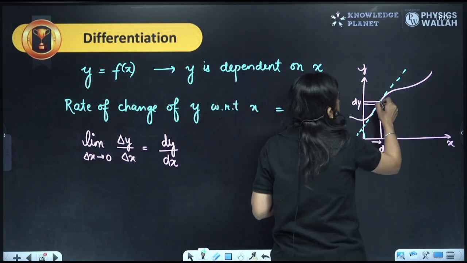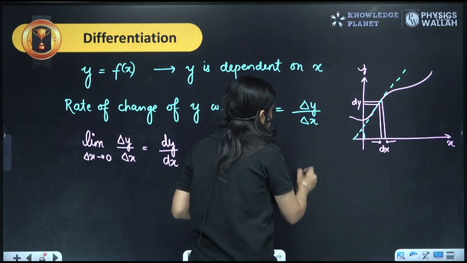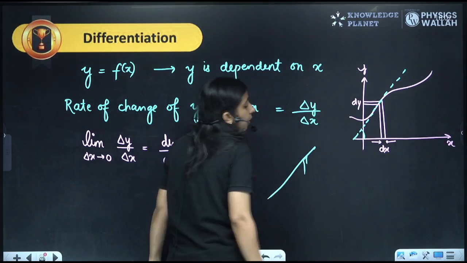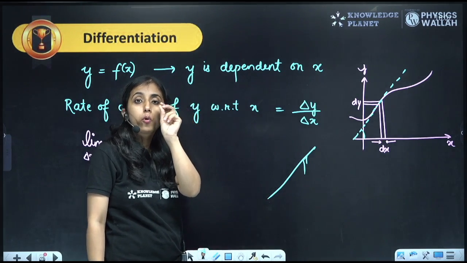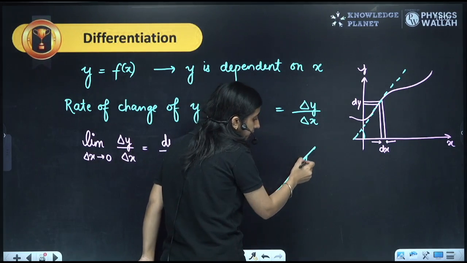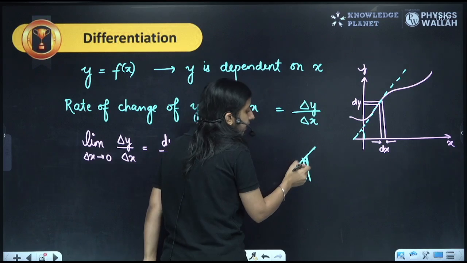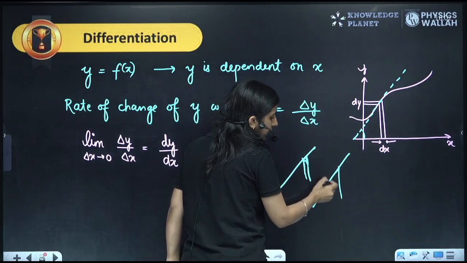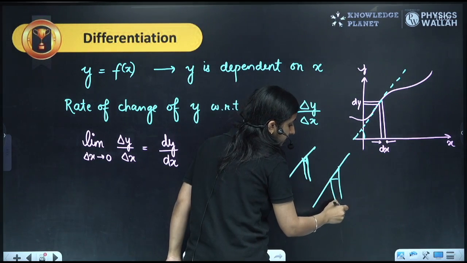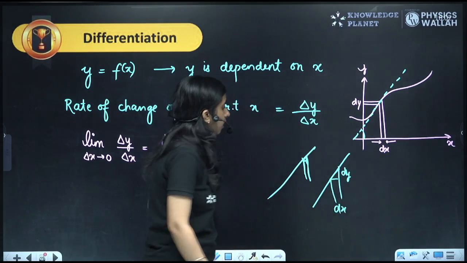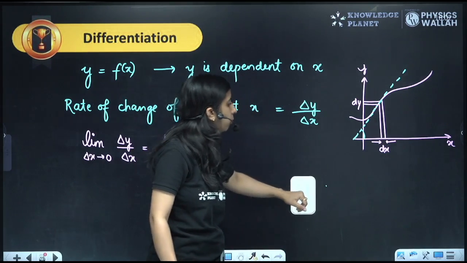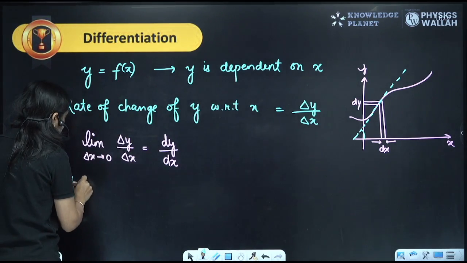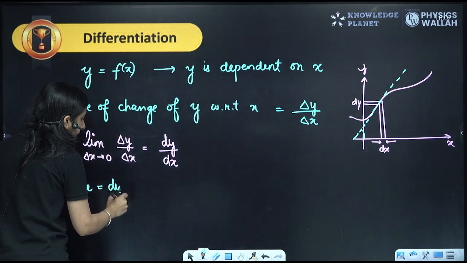Now see, this interval is very small, such that it corresponds to a point. Now see, in this interval of dy, the curve is almost a straight line. This is my dx and this is my dy. Then the slope of this tangent will be equal to dy by dx.